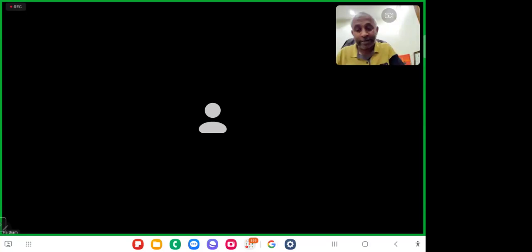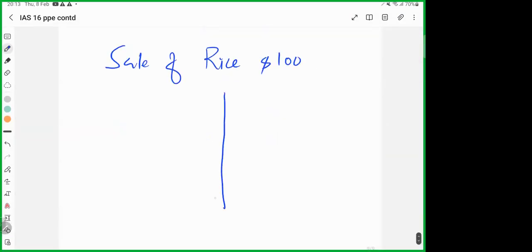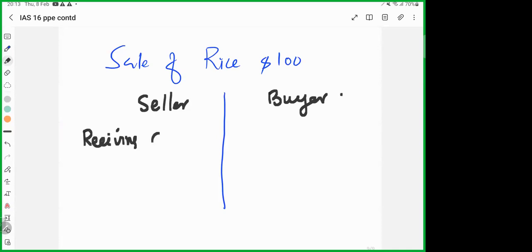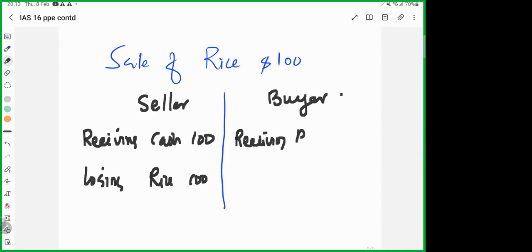He is giving up price worth how much? 100. Very good. So if you draw a line like this, seller and buyer. The seller is receiving cash 100, losing rice, price 100. Correct? The other way around, when you go to the buyer, the buyer is receiving rice, price 100, and losing cash 100.